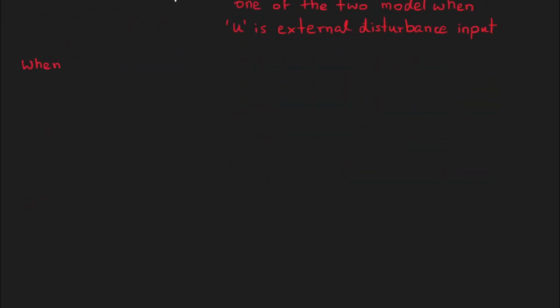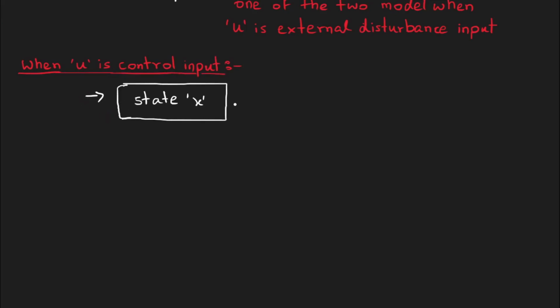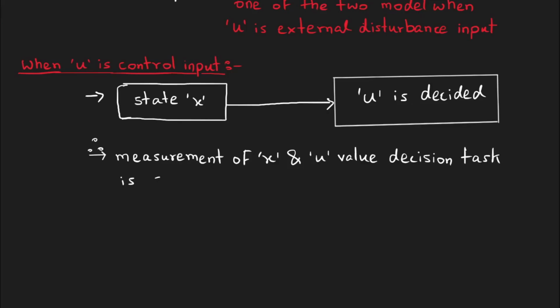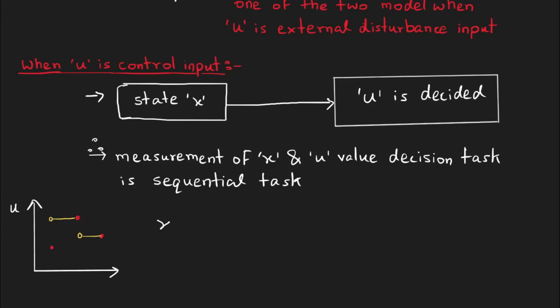In case of external control input, this input is given by the controller, so it is known to us. So there is no need to assume any missing value as was required in case of external disturbance input. In control, the state of a dynamic system is measured and then based on this state, control input is given to the system. So this is a sequential task. Hence, the discrete state-space model is given as xk plus 1, which is a function of xk and uk plus 1.